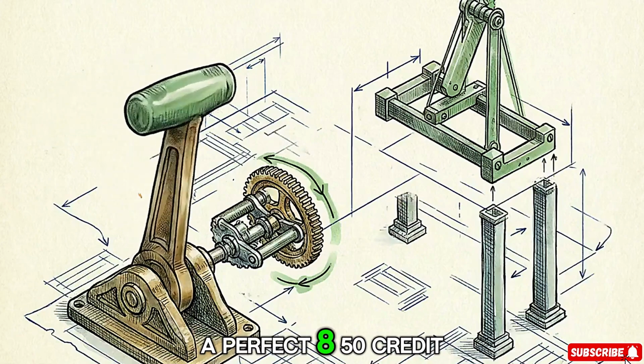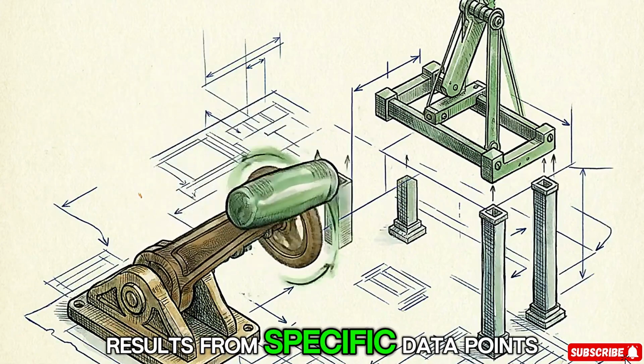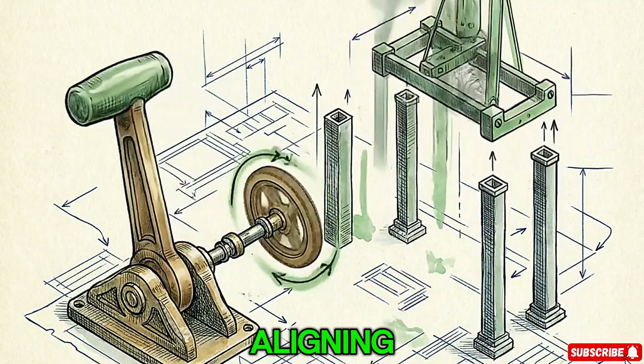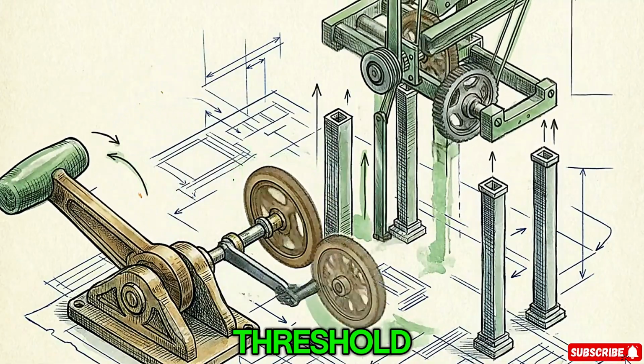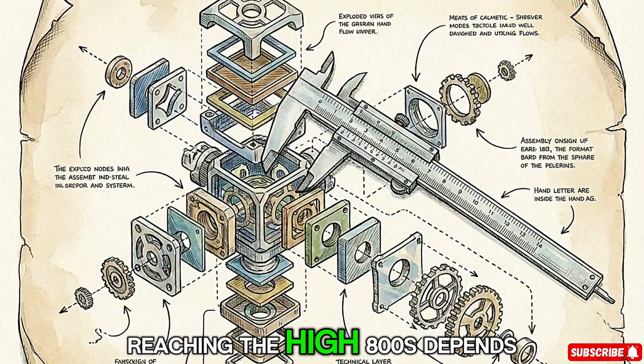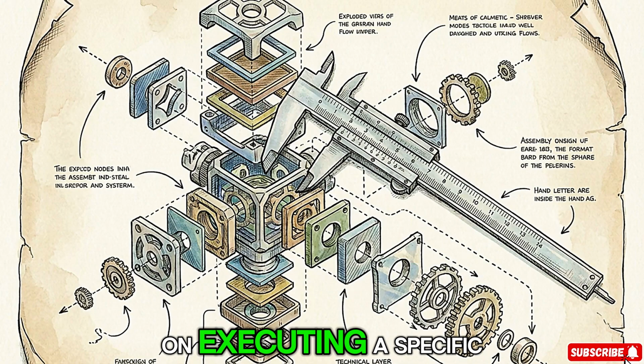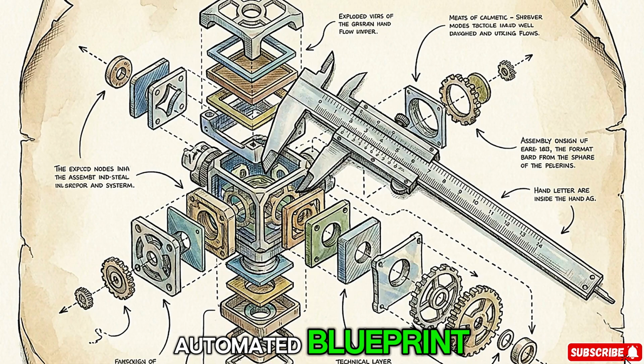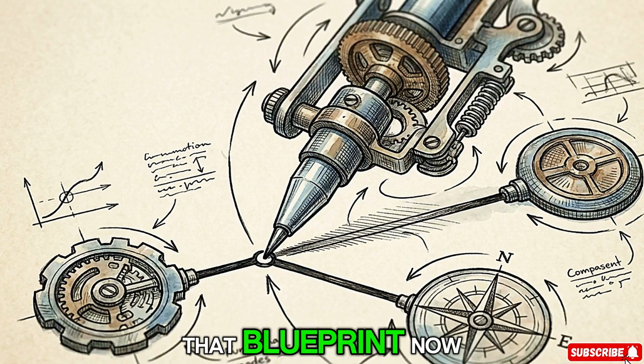A perfect 850 credit score results from specific data points aligning. When numbers meet the FICO threshold, the system recognizes the profile as peak tier. Reaching the high 800s depends on executing a specific automated blueprint. We are going to build that blueprint now.